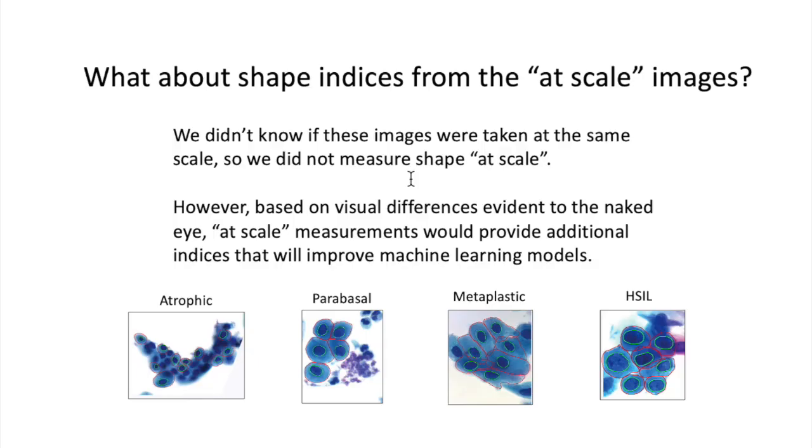Now, I want to point out the question, what about shape indices that come from at-scale images? Because in the previous data, we measured pure shape, which is scaleless because we rescaled everything. We could not measure the at-scale shapes in these images because we did not know if these images were taken at the same scale. However, based on the visual differences evident to the naked eye, at-scale measurements will likely provide additional indices to discover new substages and improve the machine learning models.